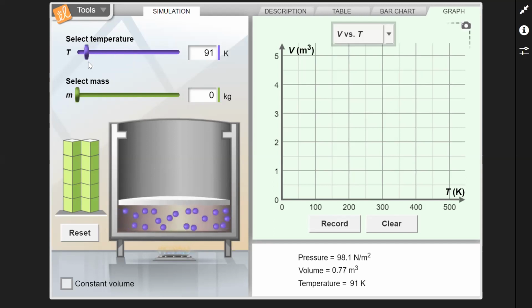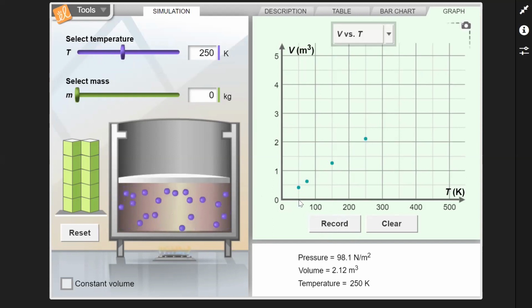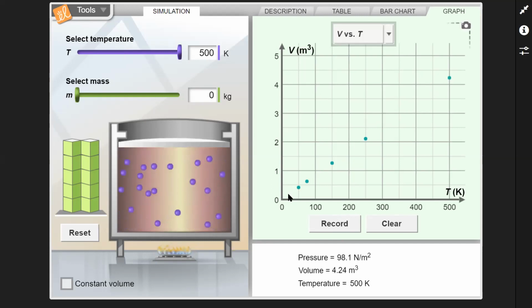Let's start kind of low, let's say at 50, and I'm going to record that. Then 275, and you can see it's going to go up. Let's go ahead and make a bigger jump, 150. You can see we're getting good jumps, and it's a fairly linear, direct proportionality. So as one goes up, the other increases, and that continues all the way up. If I go all the way up to 500 K, you can see we get a pretty good straight line relationship.